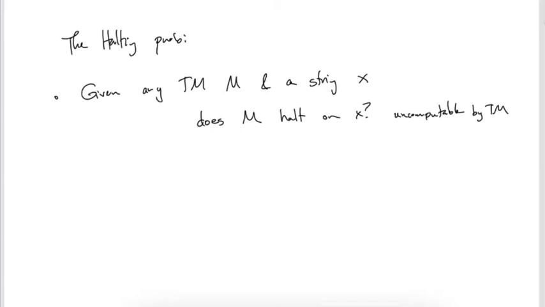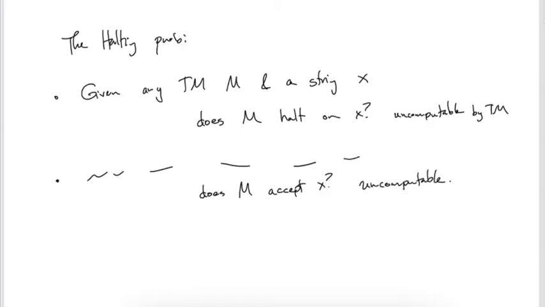All right, and then yeah, there are some simple variations. So the same kind of question, but if you ask, does M accept x? This also is uncomputable. I mean, the difference between halting and accepting, halting could be accept or reject, right? But you can say very similar things to what I said last time, and you can show that this is also uncomputable.